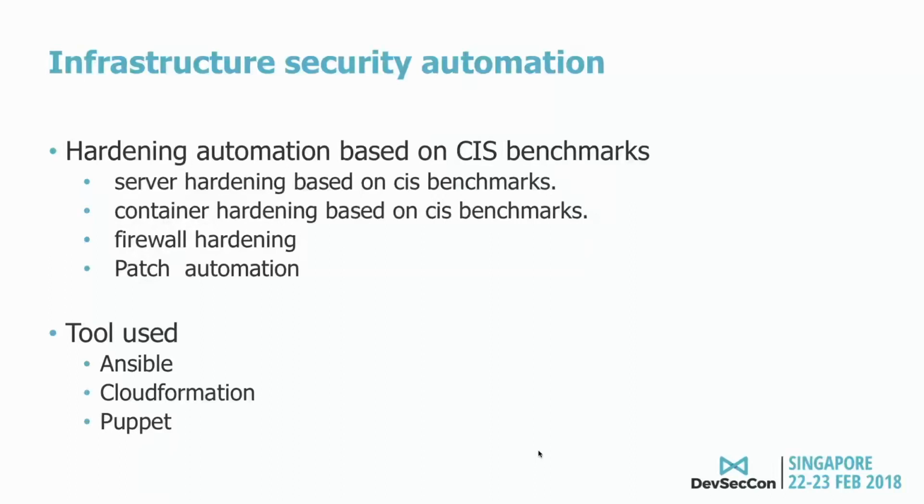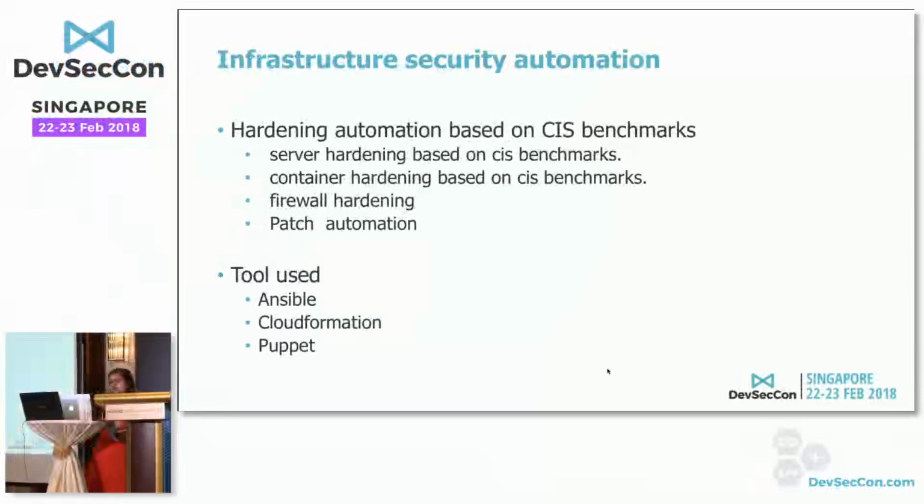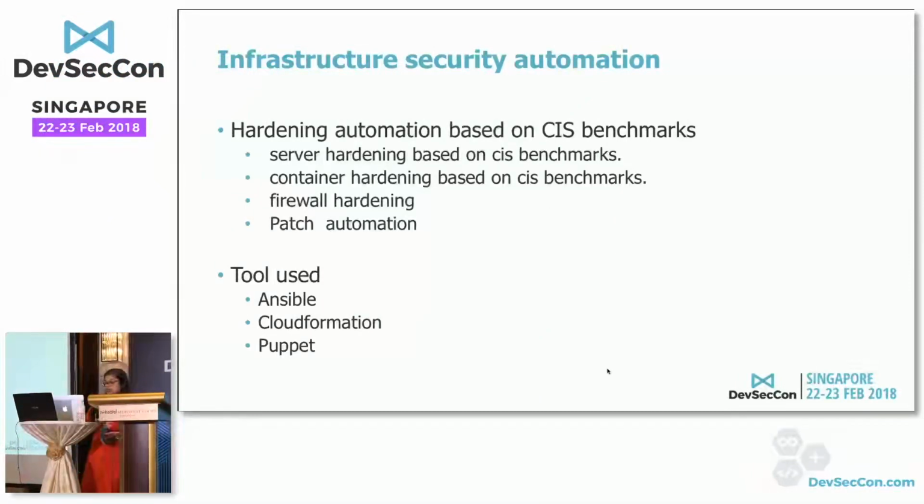We'll give a demo of both of them if time permits, and we'll see how it works. CloudFormation comes with another solution for automated patch management. But you have to see with which one you are comfortable. These three tools are nice and easy to use for patch management. Then comes container hardening on top of CIS benchmarks. Ansible has default playbooks for container hardening, and the same for firewall hardening and firewall auditing.